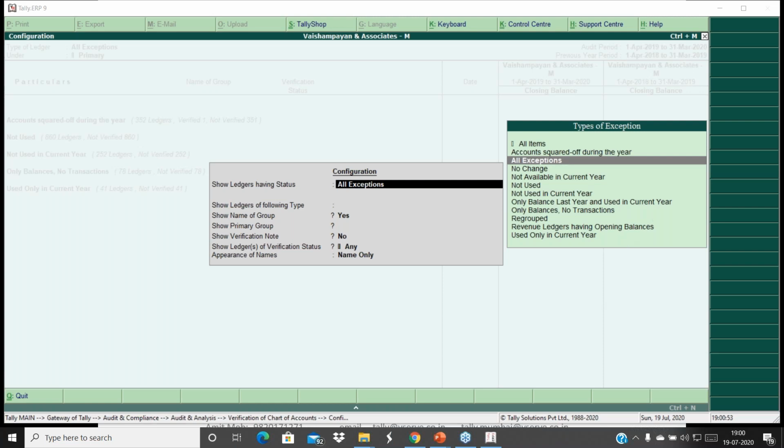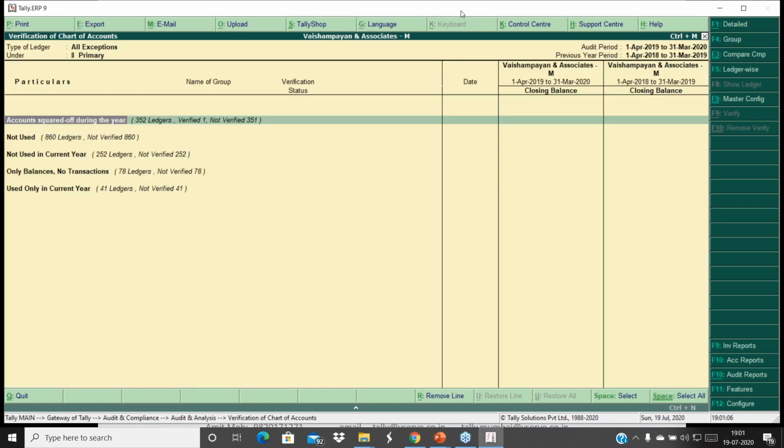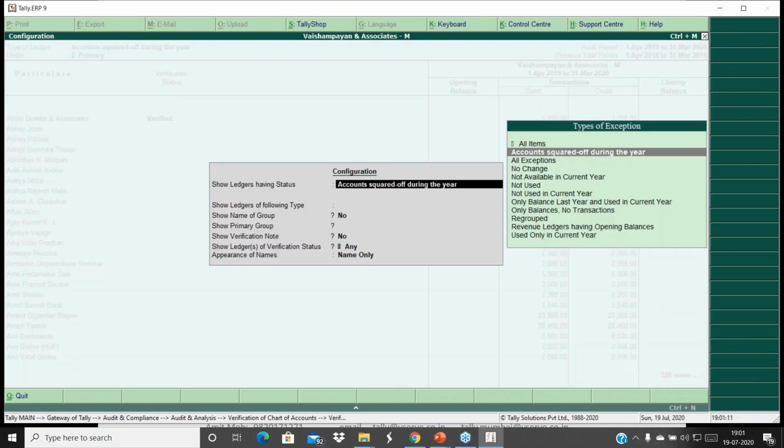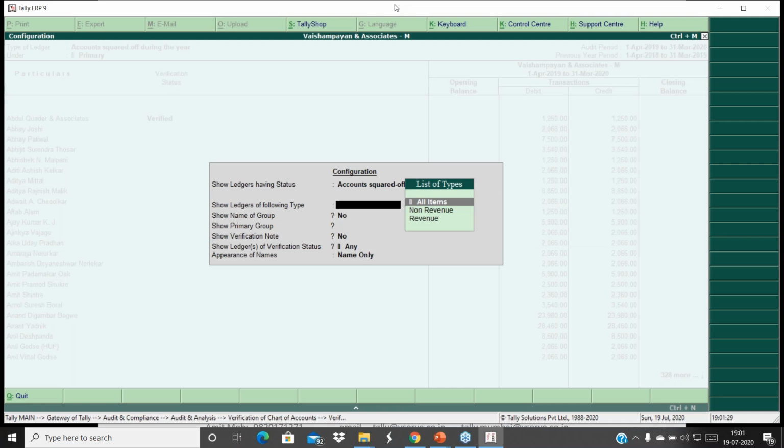So in the later report only, go inside that report, account squared off during the year. One second. Account squared off during the year. Yeah, in F12, show name of the group, the third option. Which is the third option? Here.